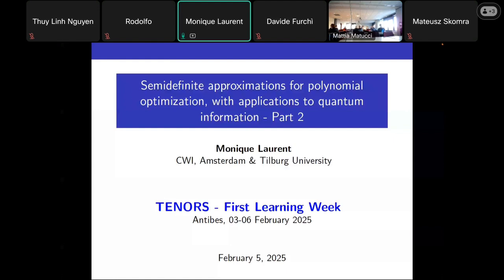So yesterday, we discussed polynomial optimization, and we saw its application to detecting quantum entanglement of quantum states. And today, I want to move on to polynomial optimization, but now with non-commutative variables, and we will see how this can be used to model optimization problems dealing with quantum correlations.